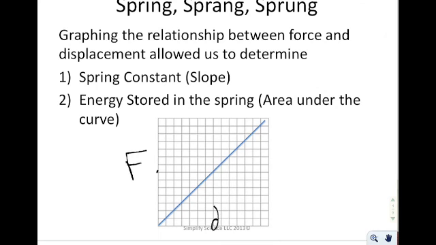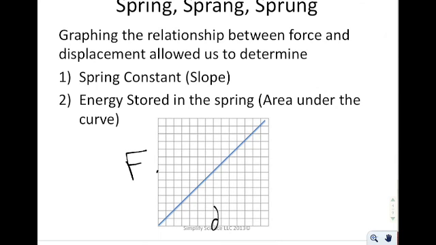That spring constant is a measure of the stiffness of the spring. It's how difficult it is to stretch it apart. A trampoline spring is very difficult to stretch apart, but a slinky is very easy. So those would have different spring constant values.